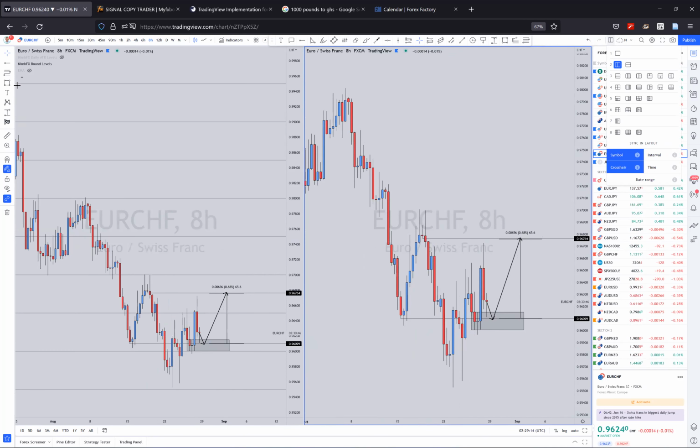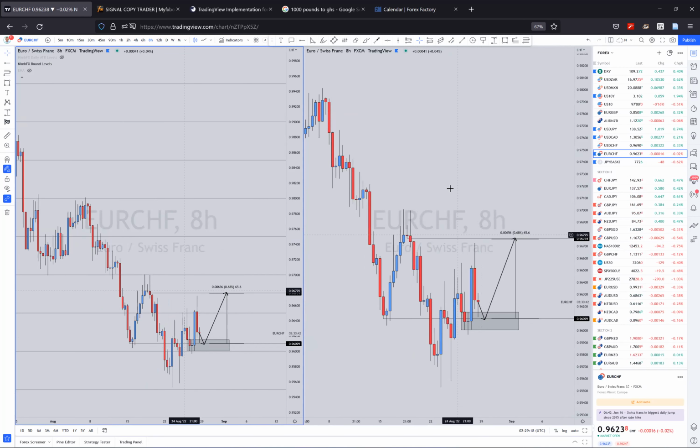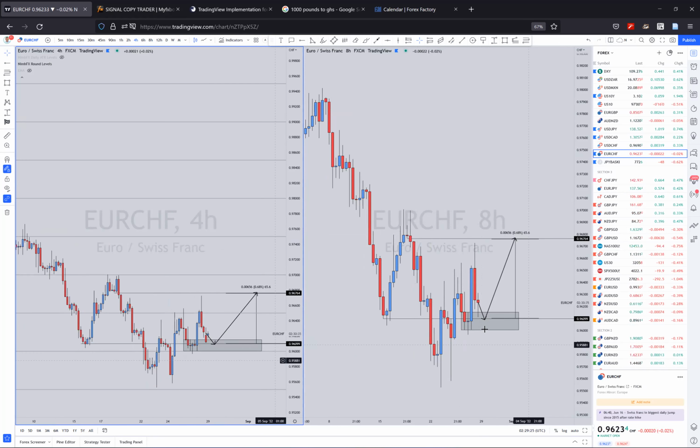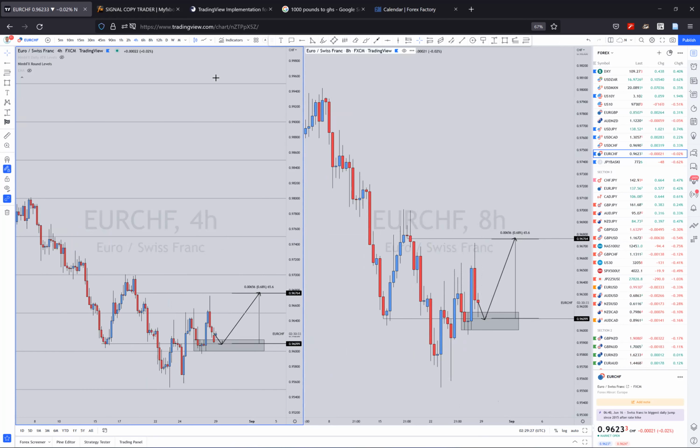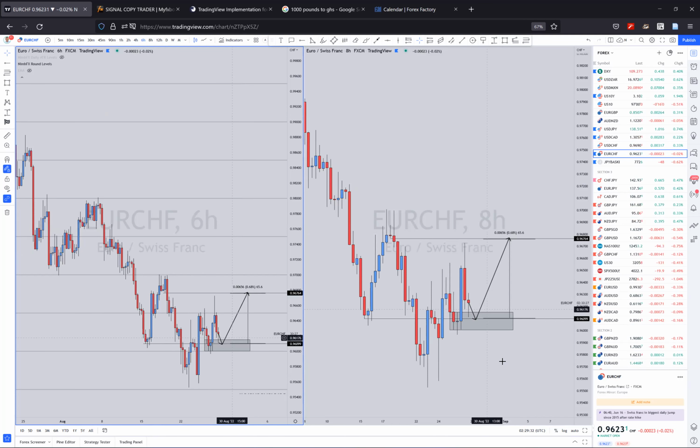So Euro CHF, I'm looking for a buy for Euro CHF. When the market closed on Friday, I was looking at price continuing to push down and a push to the upside. We already have price reacting into the zone. Going into the New York session, I'll be looking for a buying opportunity. I don't want to take any trades now. I'll look at the New York session for a good entry to buy.